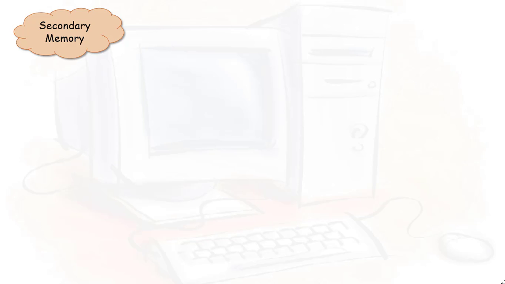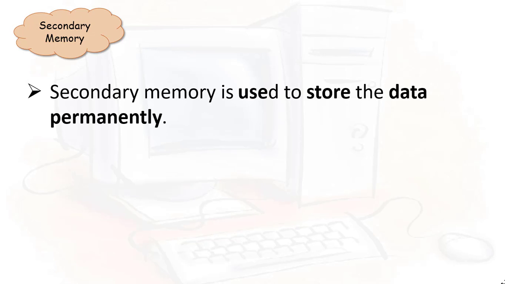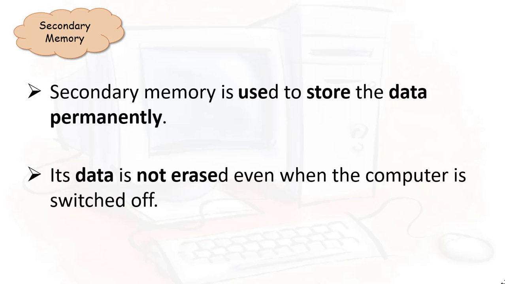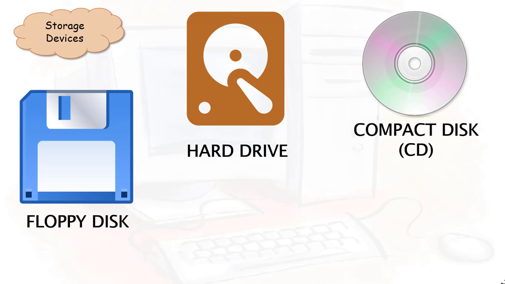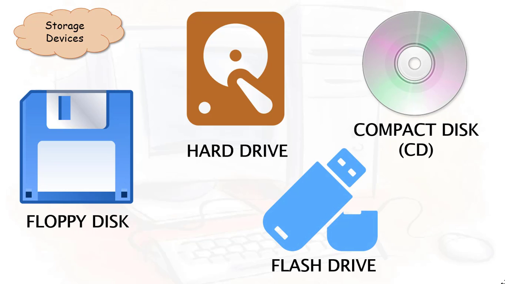Let's take a look at the secondary memory. Secondary memory is used to store data permanently. Its data is not erased even when the computer is switched off. If our computer is switched off, our data stored in the secondary memory will still always be there for us. Let's have a look at the storage devices. First is the hard drive, then the compact disk, the floppy disk, and the pen drive, also known as the flash drive or USB flash drive. Let's take a look at these devices in detail.